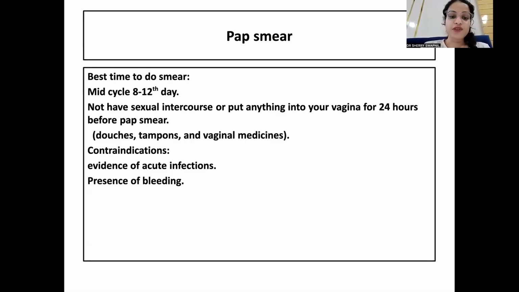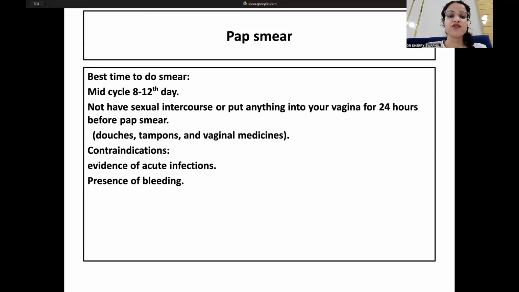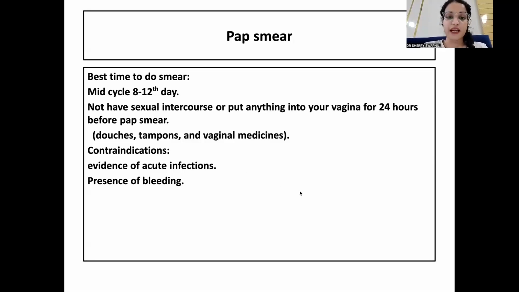The best time to do a smear is mid-cycle, that is the 8th to 12th day. The patient should not have any sexual intercourse or put anything into the vagina for 24 hours before the pap sample, because it can obscure the quality of the smear. Contraindications are evidence of acute infection and the presence of excessive bleeding. We should avoid doing a pap smear at that time because we will not be able to get quality material.